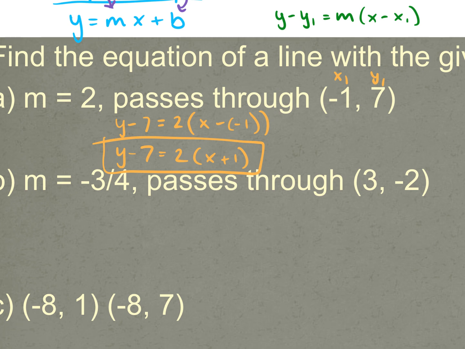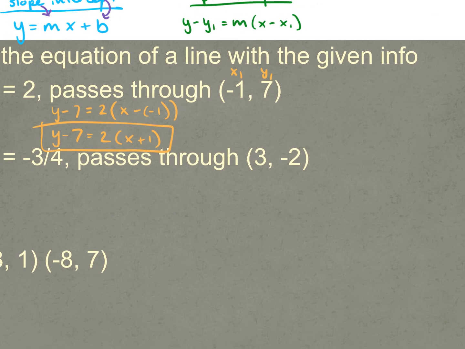This question could ask us for the equation of a line in slope-intercept form. So we may have to do more work depending on what the question asks. So if it asks for slope-intercept form, what would I need to do to put it in slope-intercept form? How do I get it to be y equals? I can move the 7 over. What else would we do?